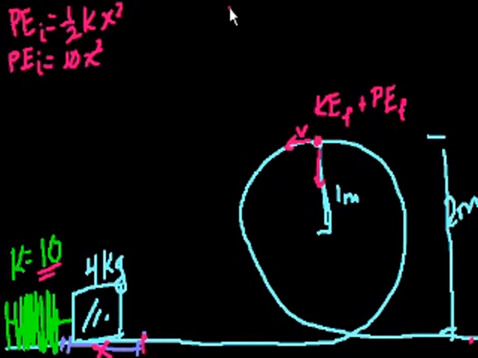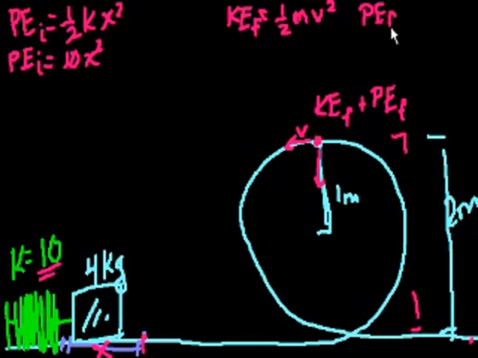Kinetic energy final is going to have to be 1/2 times the mass times the velocity squared, right? And then what's the potential energy at this point? It's gravitational potential energy, so it's the mass times gravity times this height, right? So potential energy final is going to be mass times gravity times the height, which also stands for Mass General Hospital.